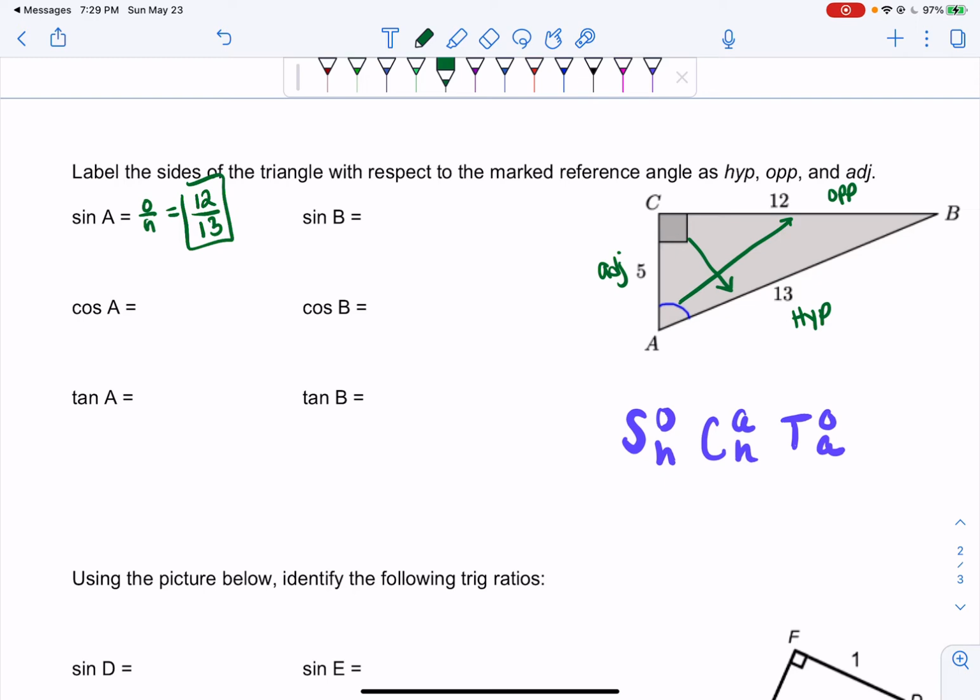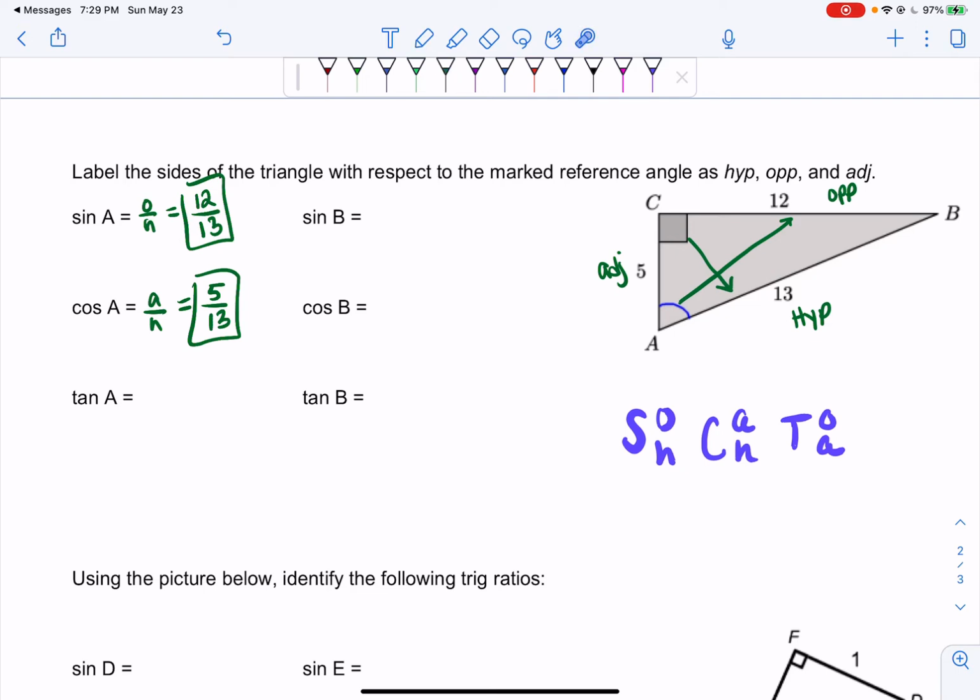Now we want to do cosine of A. We know cosine of A is adjacent over hypotenuse. I'm going to do A over H. And in this case, my adjacent is 5 and my hypotenuse is 13. And that's my final answer.